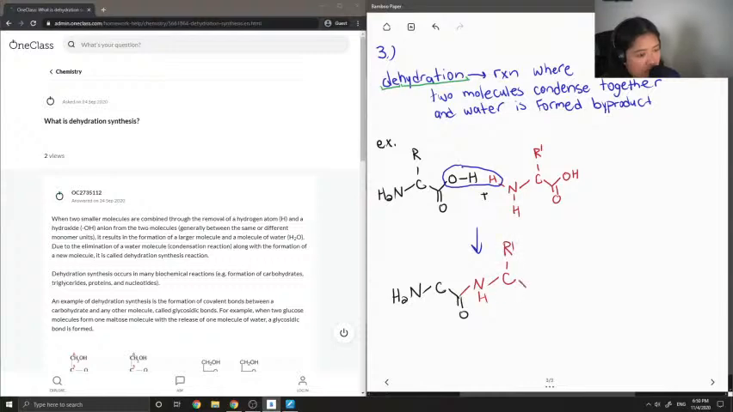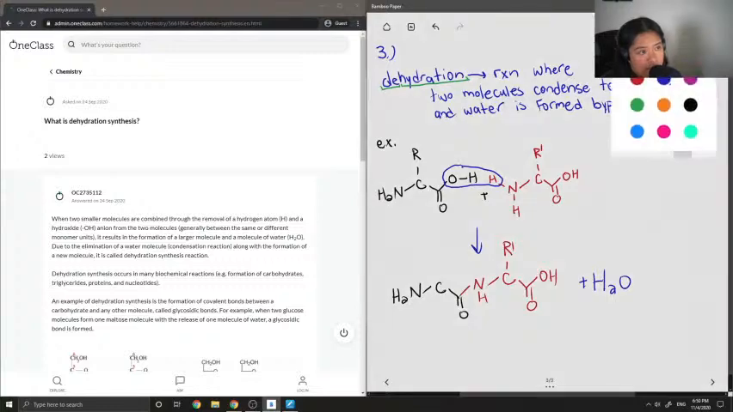Okay, so you can see where the two amino acids come together. And I'll also write that water was formed as the byproduct. And this is an example of a dehydration synthesis.